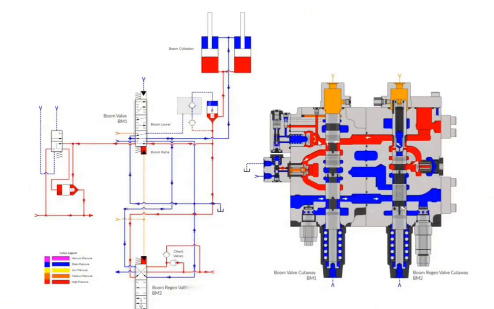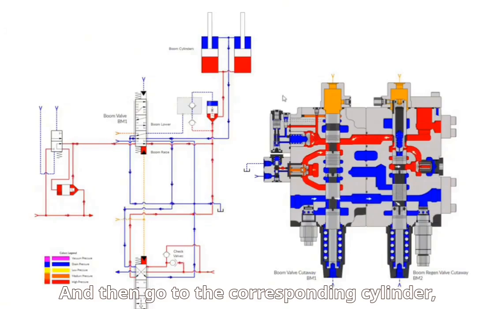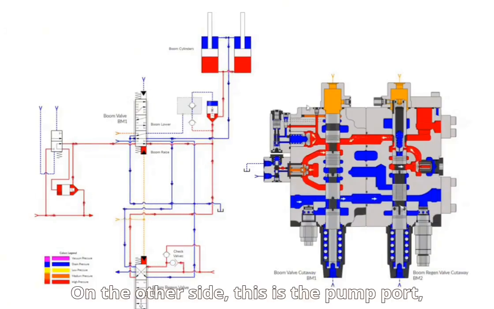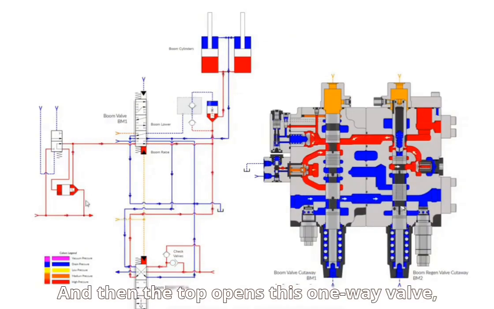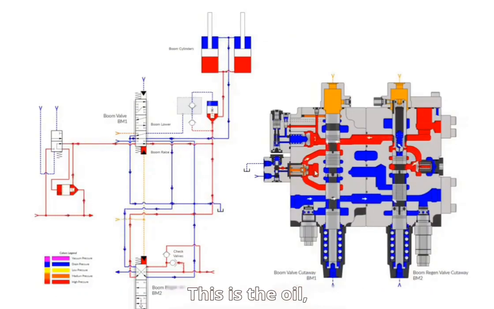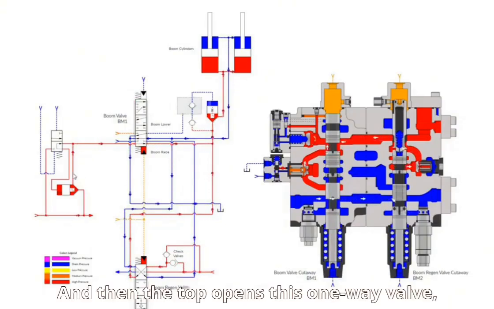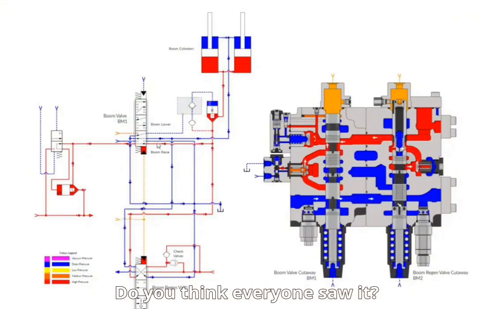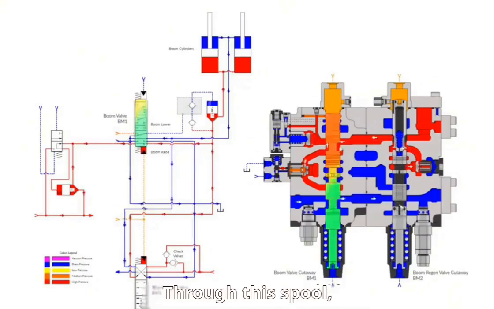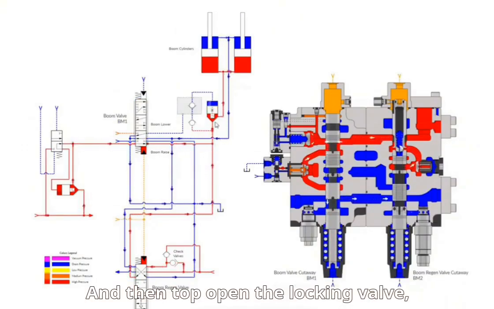Then it arrives at this place. On the one hand, through here it reaches the lockout valve and then goes to the corresponding cylinder. On the other side, this is the pump port, right here. At the pump port, the oil tops open this one-way valve, and then comes here. Then it tops open this one-way valve, to here, through this spool. Do you think everyone saw it? Through this spool, it makes a confluence, and then tops open the locking valve.